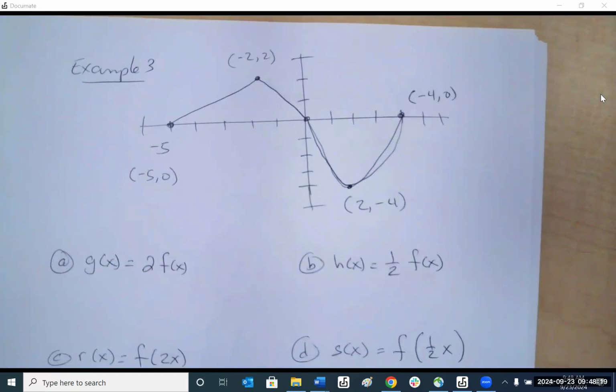Everyone got the graph written down? Draw the graph first, because we're going to show you how each of these transforms these numbers. And we have one more example after that, and we're done.